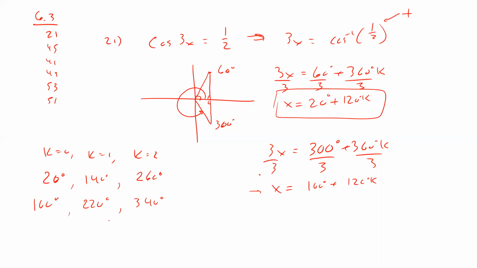All right, let's jam with 41. Cosine theta minus sine theta. And here's where we get stuck. Rounding your answers to the nearest tenth of a degree. That means I'm going to use my calculator for sure.